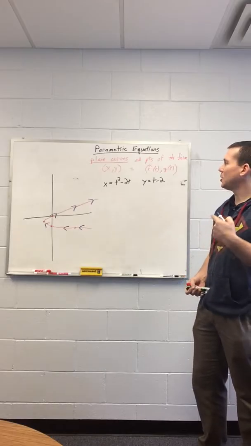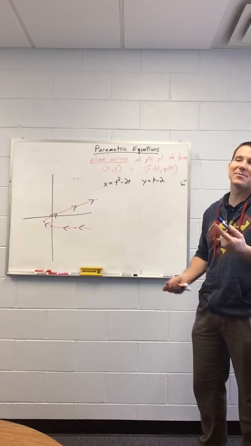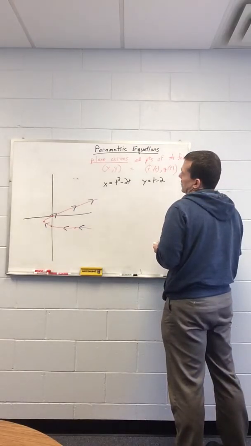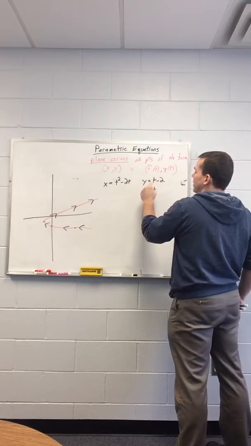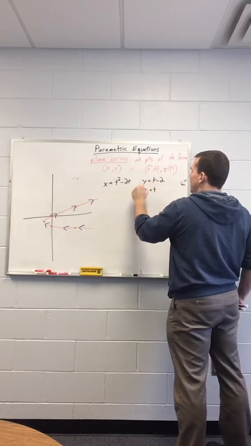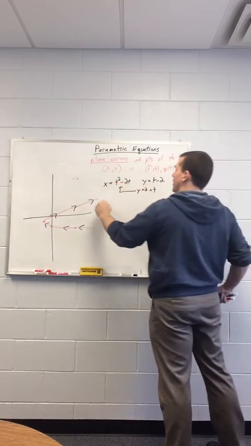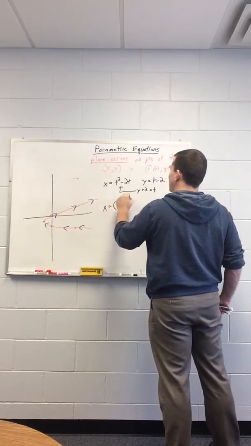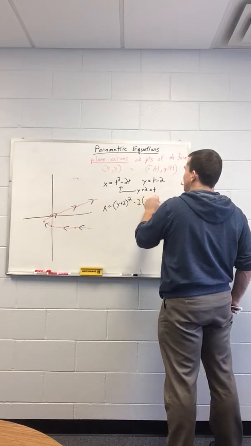You have to do what's called eliminate the parameter, which means get rid of t. Because if I get rid of t, all that's left is x and y, and I have an equation. So for this one, pick something to substitute for. I'm going to solve this equation for t. If I do that, I get t equals y plus 2. Now, substitute that in there. I get x equals t, which is y plus 2 squared, minus 2 times t, which is y plus 2.